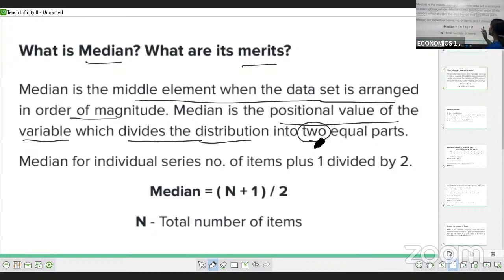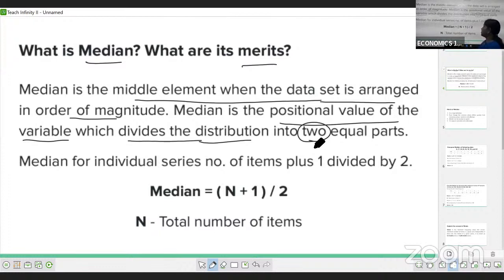The data set is arranged in the order of magnitude, and the median is a positional value of the variable which divides the distribution of the data into two equal parts. Now, there is one formula to calculate this median, in order to divide into two parts. What is that formula?